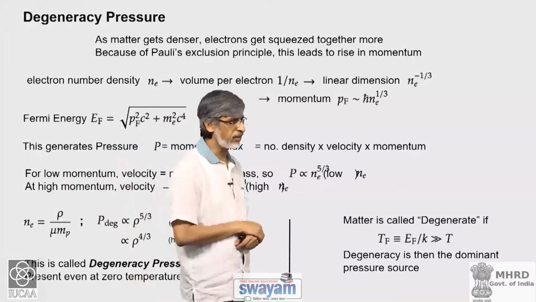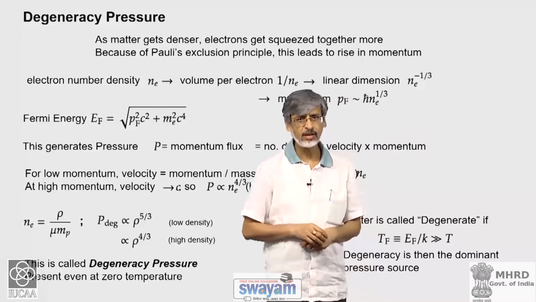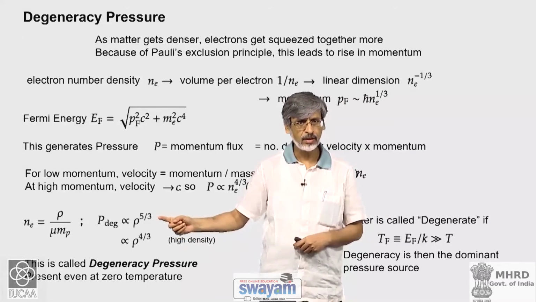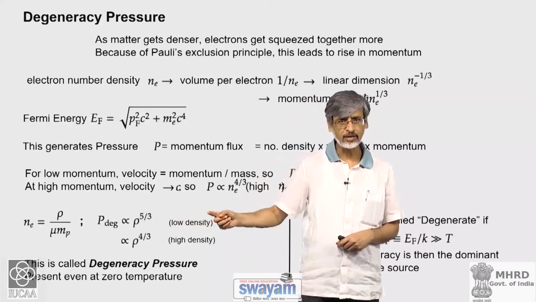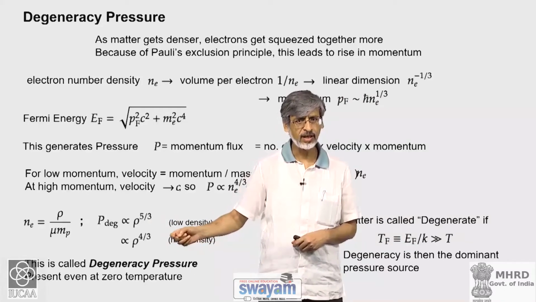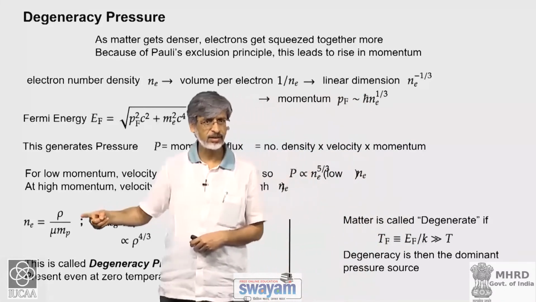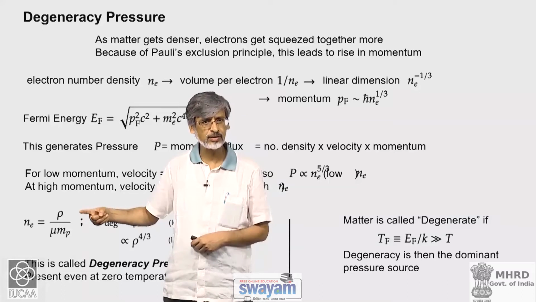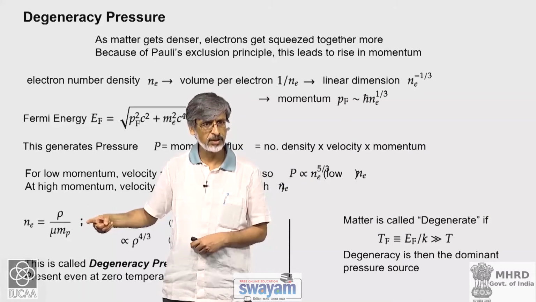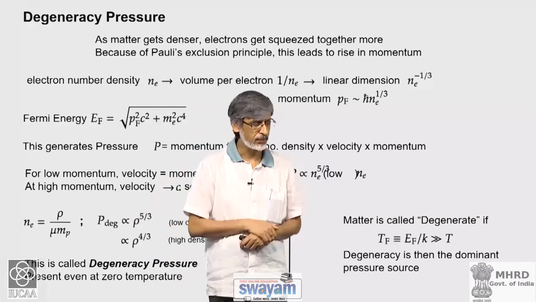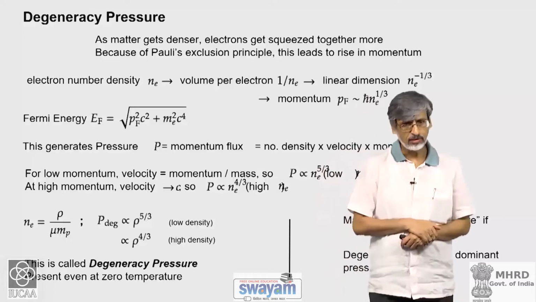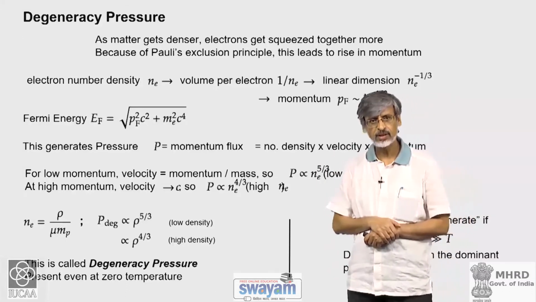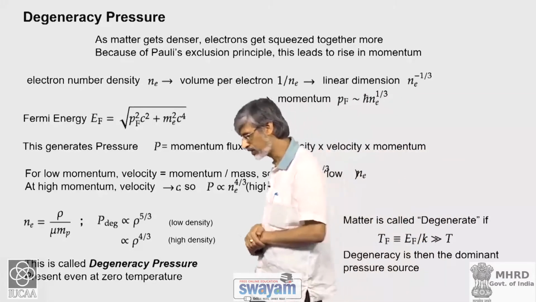The pressure that is generated by the electrons by virtue of being squeezed together can then be written as the mass density to the power of 5/3 at low density and mass density to the power 4/3 at high density, where mass density is related to the electron number density by counting the electrons as a mass density divided by a quantity mu, which is called mean molecular weight per electron, times m p, which means if there are mu nucleons per electron, then most of the mass comes from the nucleons and not from the electron.